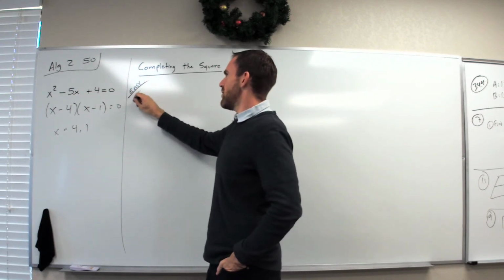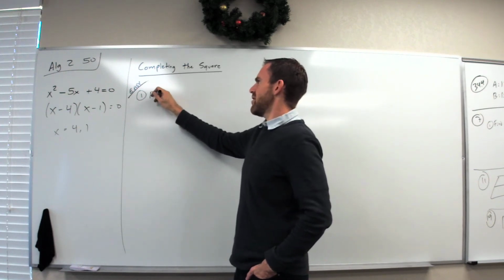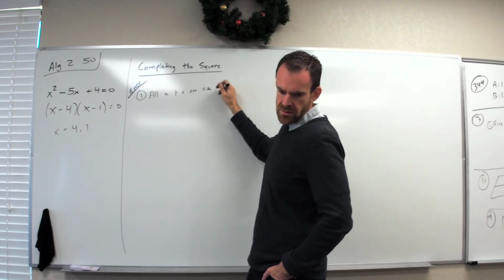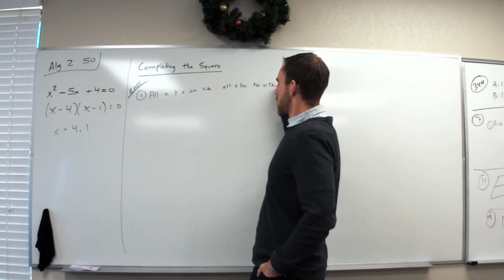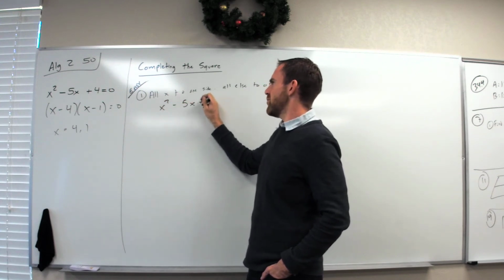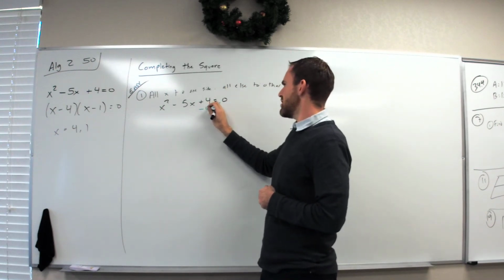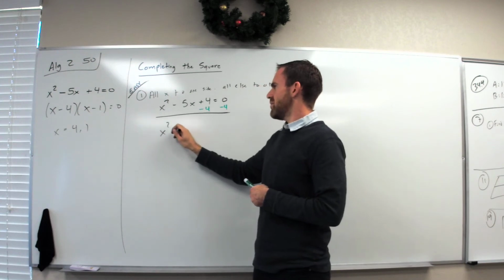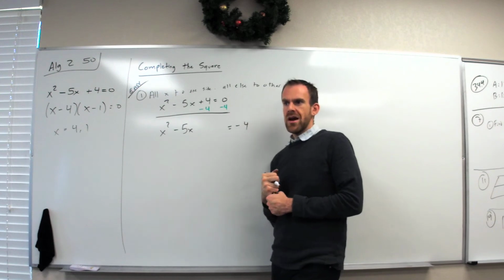Step 1. I want all x's on one side, everything else on the other side. So if I start with x squared minus 5x plus 4 equals 0, I'm going to move the plus 4 to the other side. So I get x squared minus 5x equals negative 4.